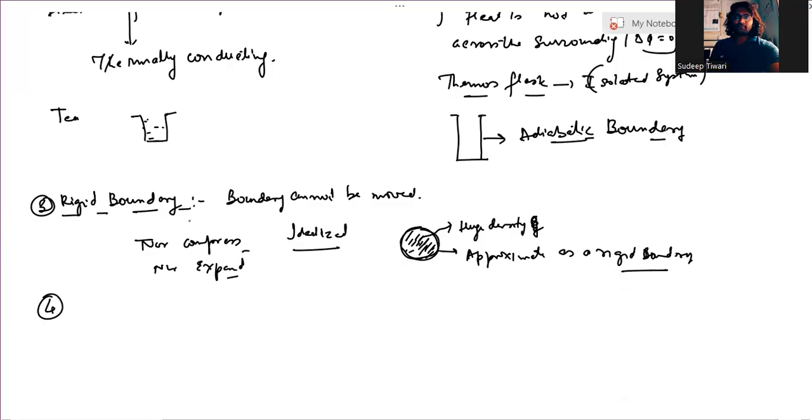Now in chemistry or somewhere you write something called permeable boundaries. If a boundary allows an exchange of mass or matter, then these are termed as permeable.